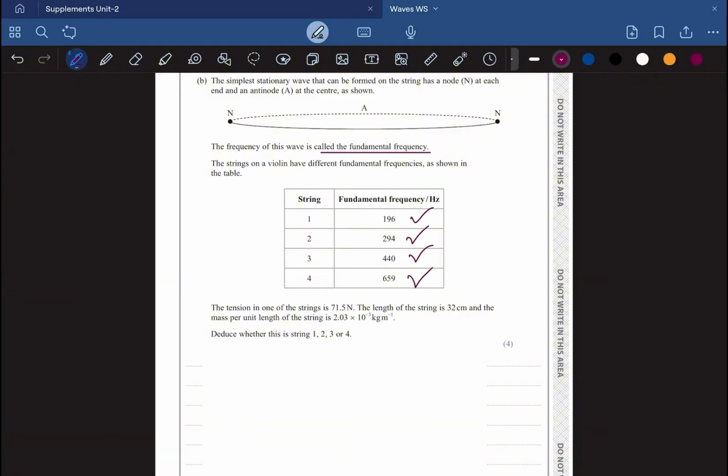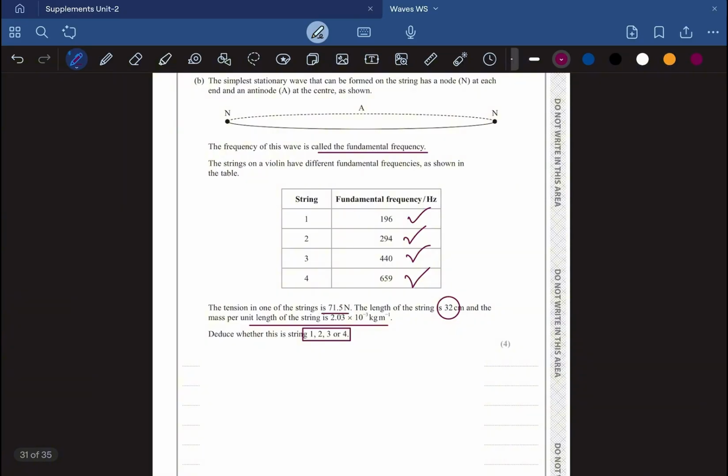The tension in one of the strings is 71.5 Newton. The length of the string is 32 centimeter, and the mass per unit length of the string is this much. The main question is which string this actually is, whether it is 1, 2, 3 or 4. The only data they have provided us is the fundamental frequency, so we will have to figure out the fundamental frequency of this string, which has a tension like this and a length of this.